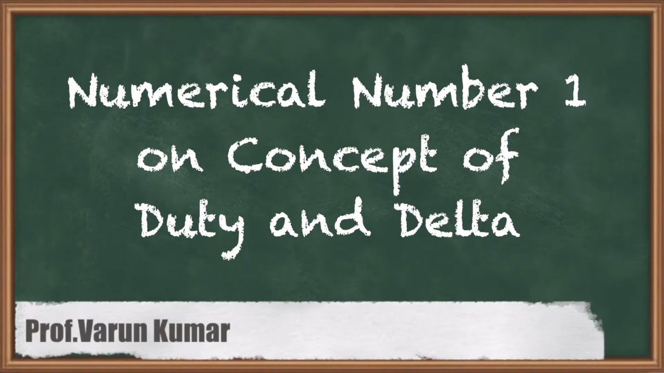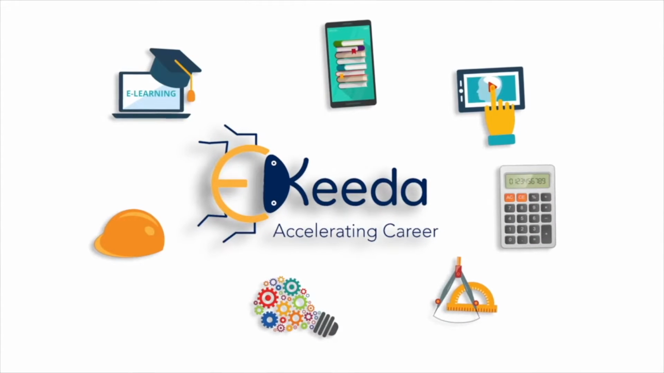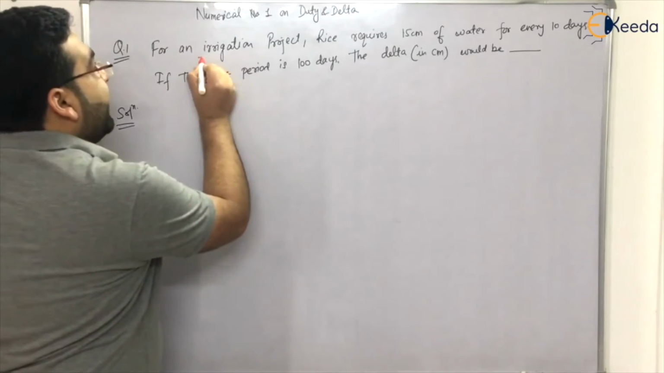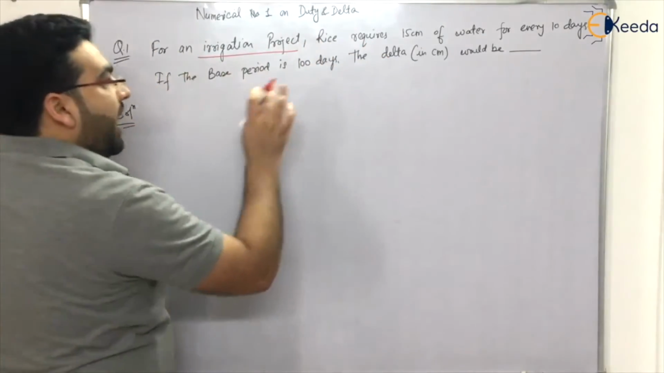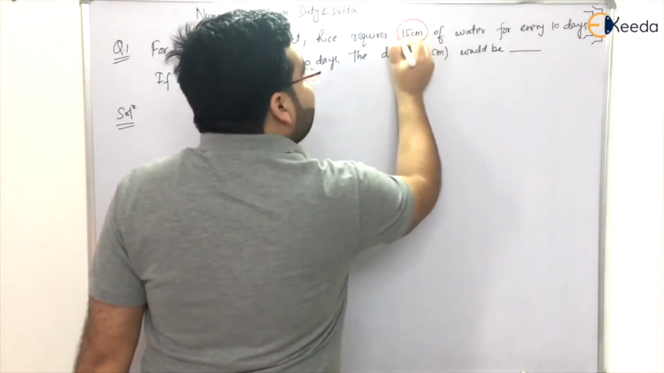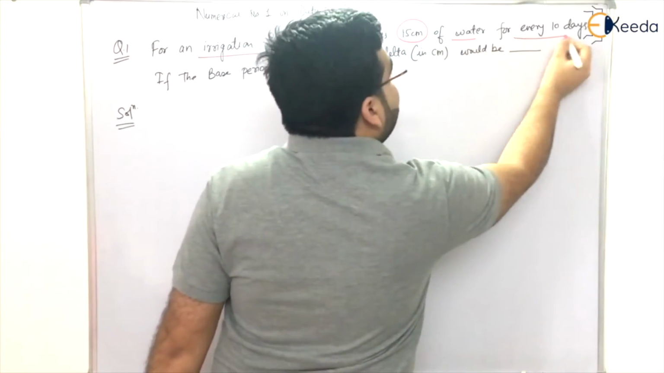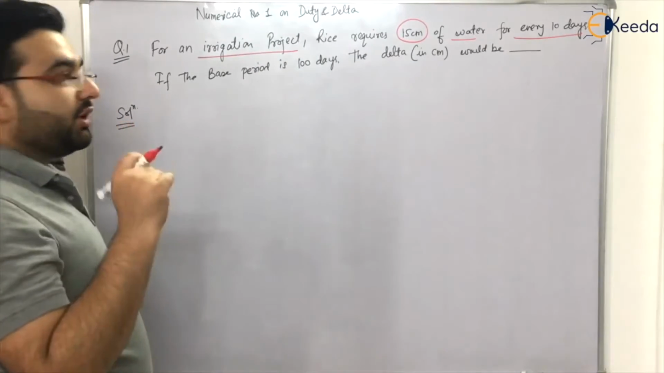So now students, let us solve this numerical. It's a very easy numerical actually, right? For an irrigation project, the crop is rice, so rice requires 15 centimeter of water for every 10 days. It means that for every 10 days, it is requiring 15 centimeter of water.